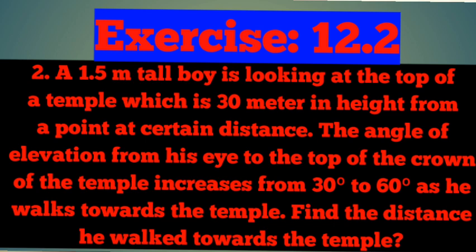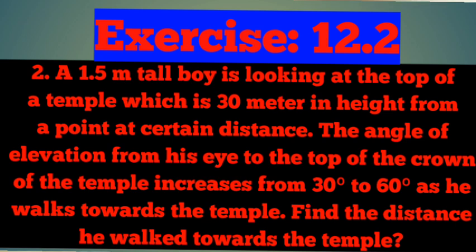A 1.5 meters tall boy is looking at the top of a temple which is 30 meters in height, from a point at a certain distance. The angle of elevation from his eyes to the top of the crown of the temple increases from 30 degrees to 60 degrees as he walks towards the temple. Find the distance walked towards the temple.